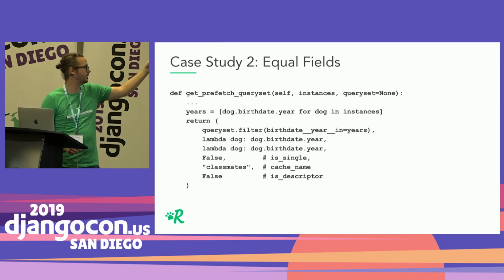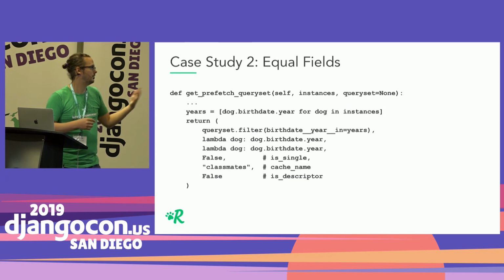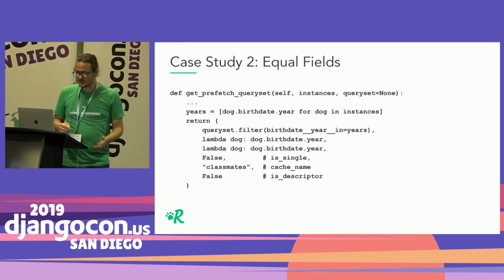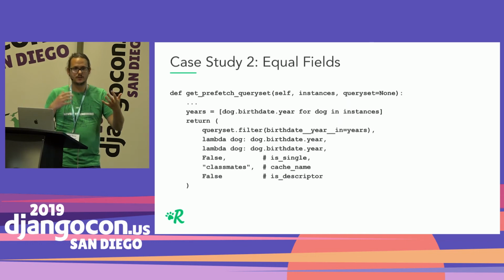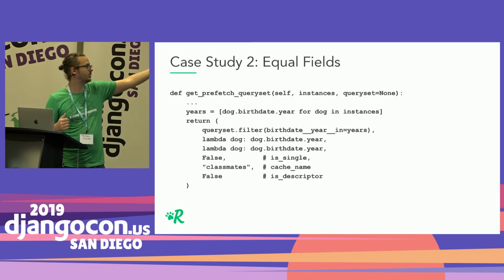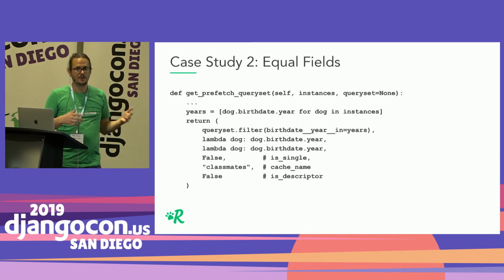Because the instance and the related objects are both dogs, we have these same functions to get these join values. Again, you can have multiple classmates. We're going to cache it under the classmates name, and the descriptor doesn't apply. So, other than all of the boilerplate to get the managers in place, this is really all you need to do to be able to prefetch all of the dogs that have the same birth year as your particular dog that you're interested in.